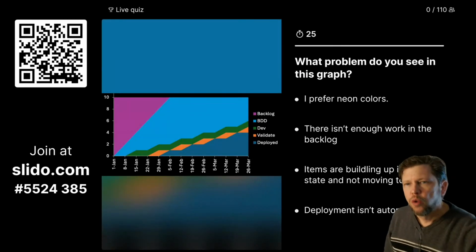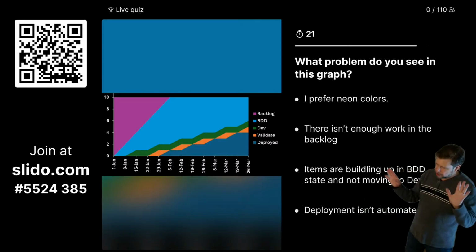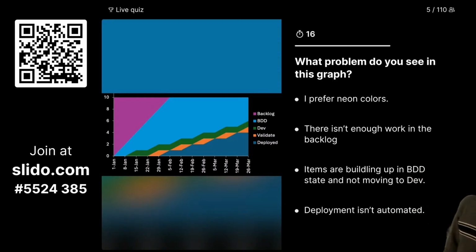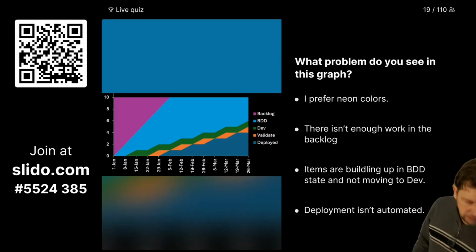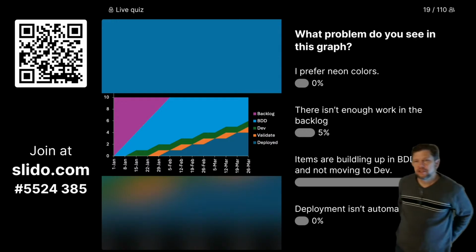Next question. What problem do you see in this graph? Do you prefer neon colors? I'll give you a hint, that's not the answer I'm looking for. There isn't enough work in the backlog. Is it the items are building up in BDD state and not moving to dev? Or is the problem that deployment is not automated? If you look at this graph, what's the thing that you would feel you need to go investigate? And it's not the neon colors, even if you do prefer neon.